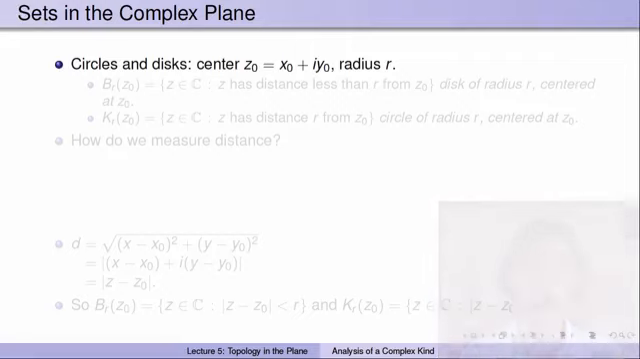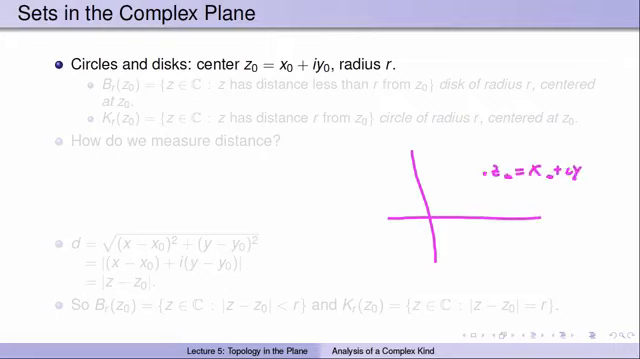So let's start with something very simple. Circles in the complex plane. A circle needs a center and a radius. So let's call the center z0 equals x0 plus i y0. So suppose we wanted to write down a circle of center z0 and of radius r.